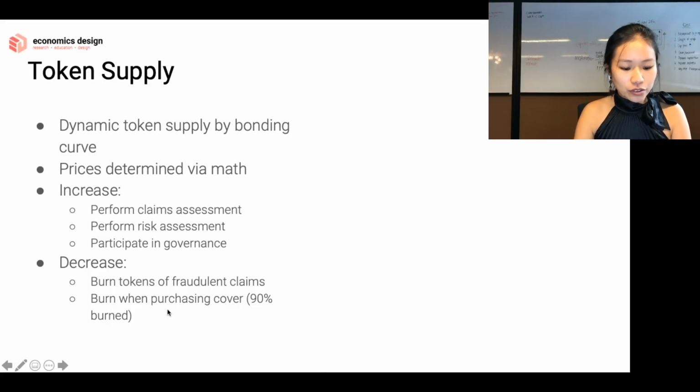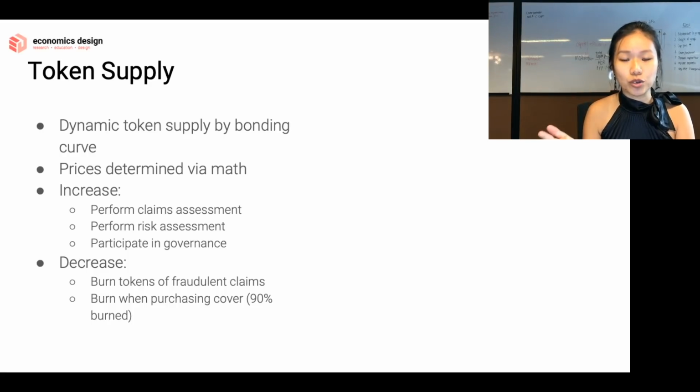The other way is when you're purchasing cover. You can purchase covers in two ways. You can purchase in ETH, or you can purchase using NXM tokens. Right now, they're only using these two currencies to purchase covers. And when you use NXM tokens to purchase covers, 90% of that will be burnt. Why? Because when you burn these tokens, then the remaining value of the tokens actually increases, which is quite cool. And so that's how the token supply changes.